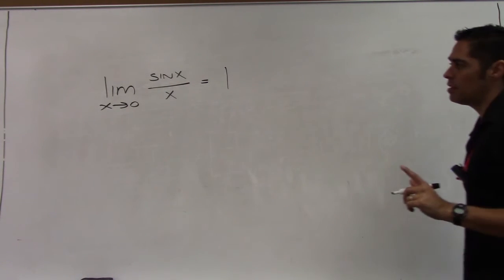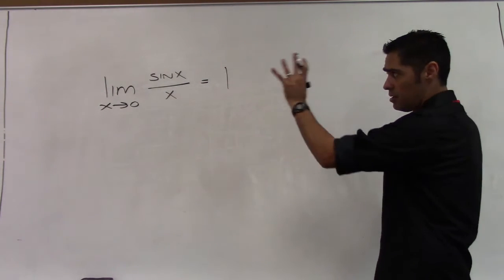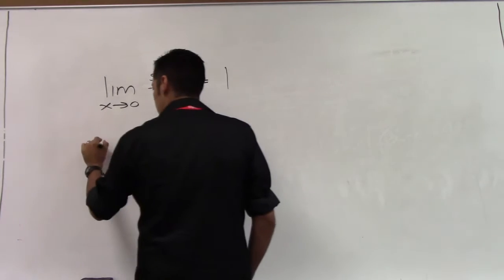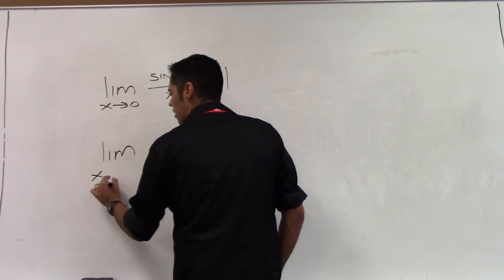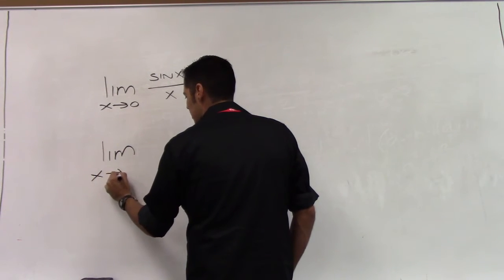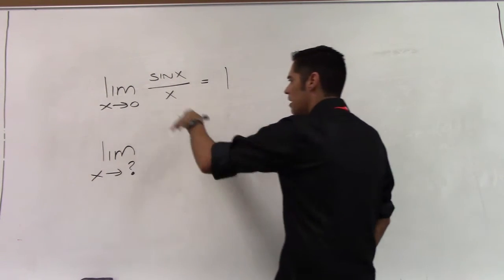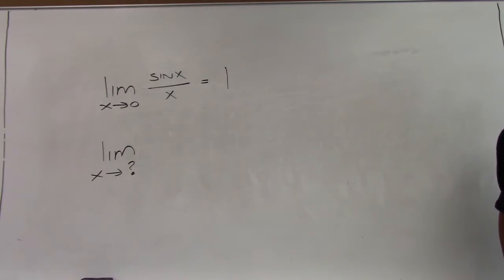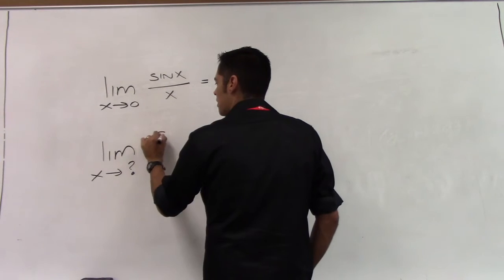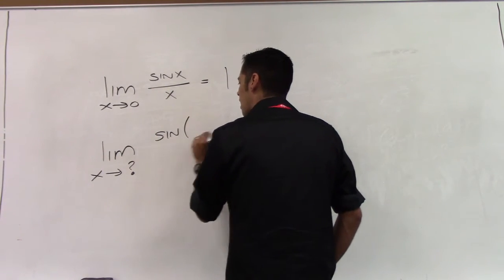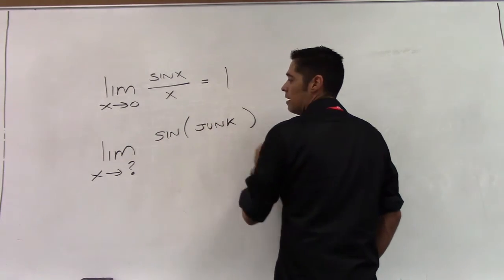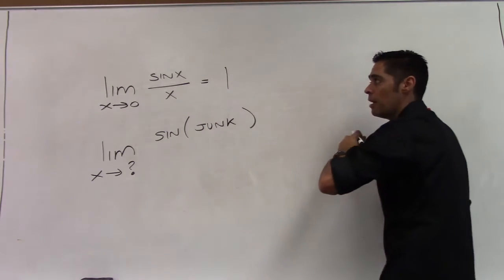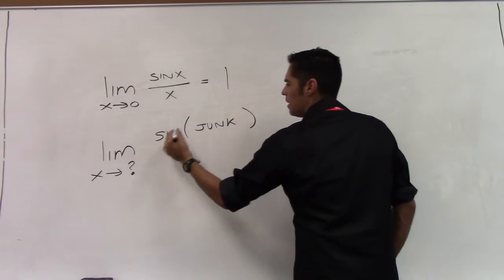But I also want you to look at this a different way. Look at this formula like this. Let's say you're taking a limit. You've got the variable x, and it's headed somewhere. It doesn't matter, it's headed to 2, to 0, to 5, to something. Up on top, you have sine, and inside of sine, you have what I'll call junk. In this case, the junk is x, but it could be anything.